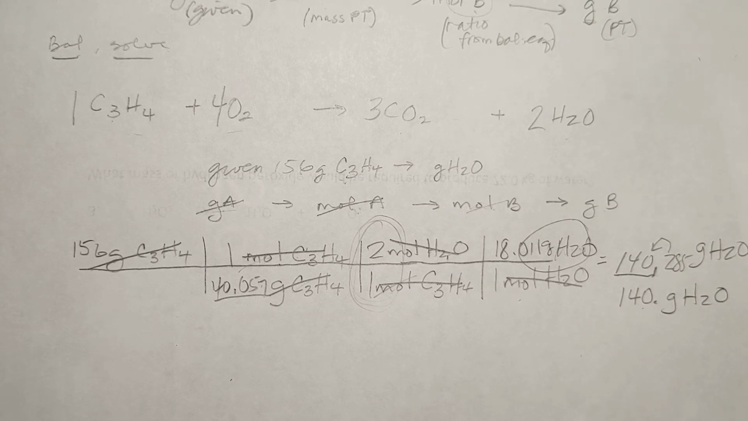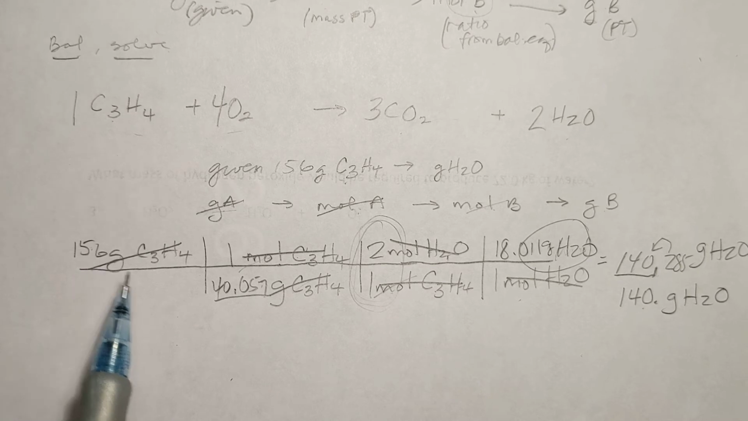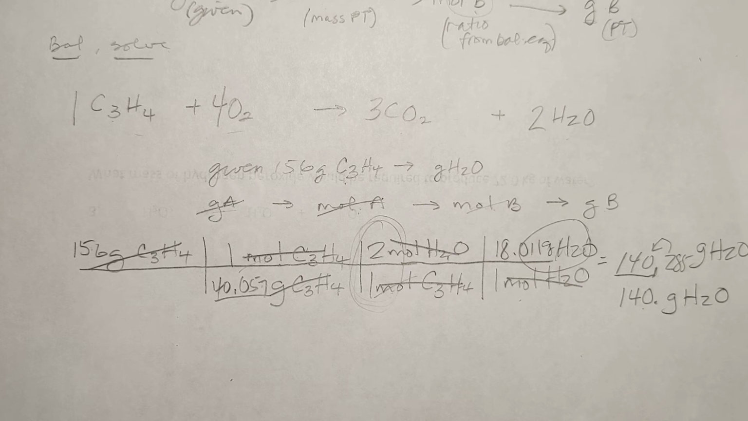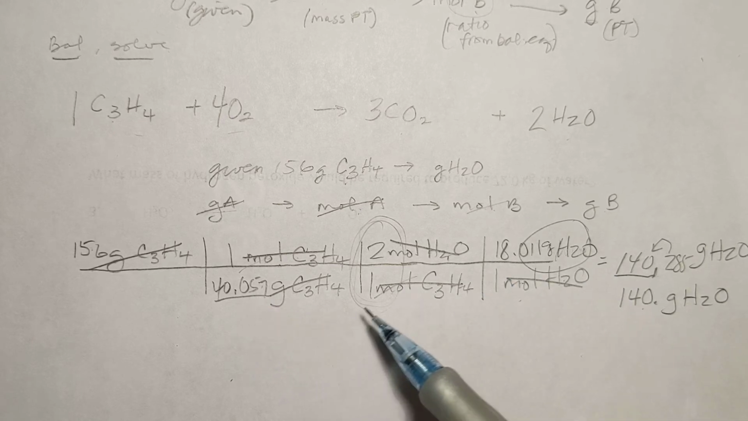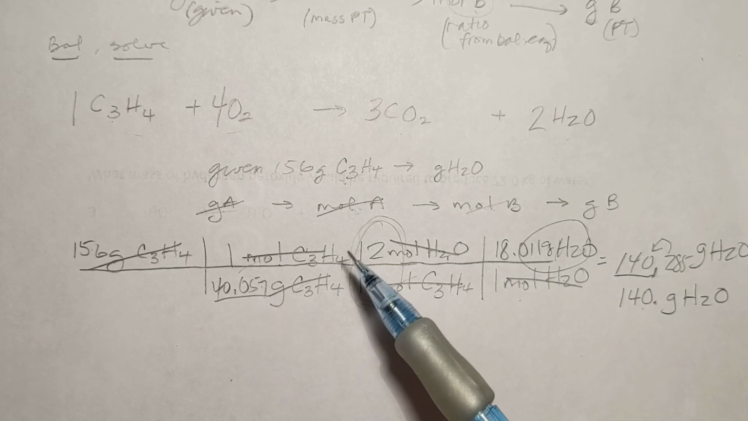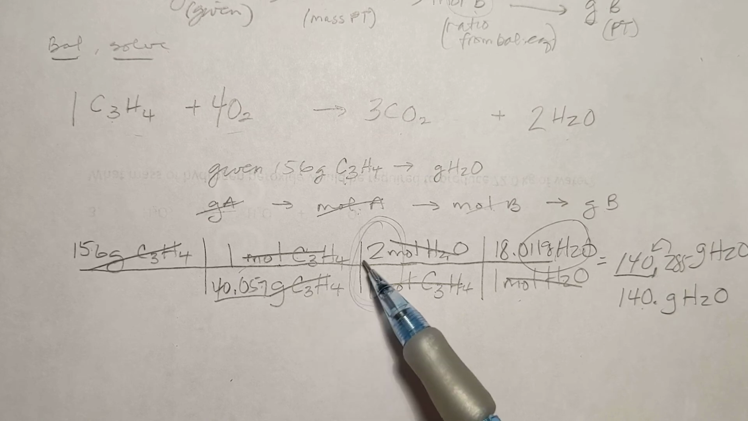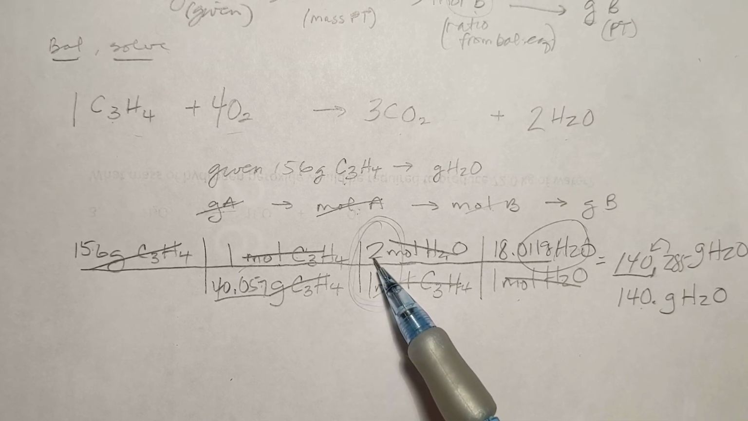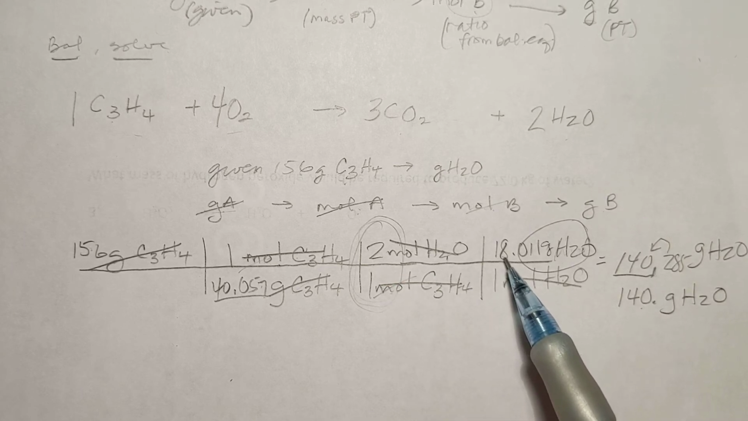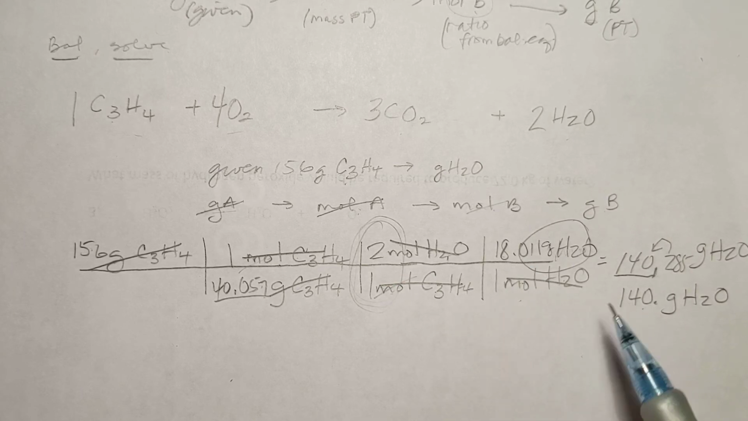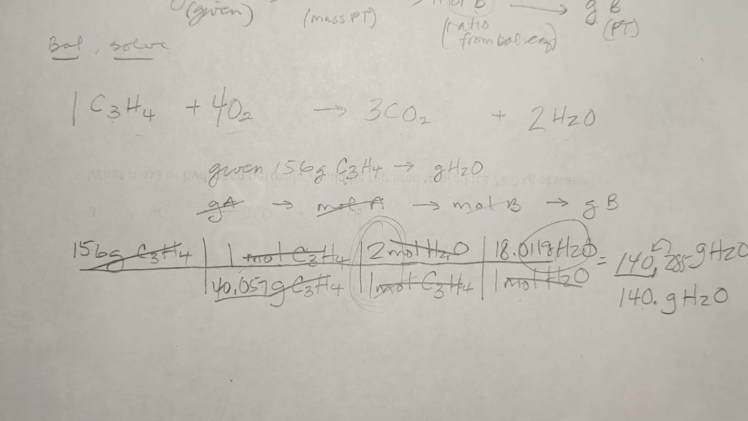Okay, so let's see if this makes sense. I would take 156 divided by 40. That's going to give me about 4. Then I am going to multiply that by 2, so 8. Then 8 times almost 20, and see if that comes out to about 140.